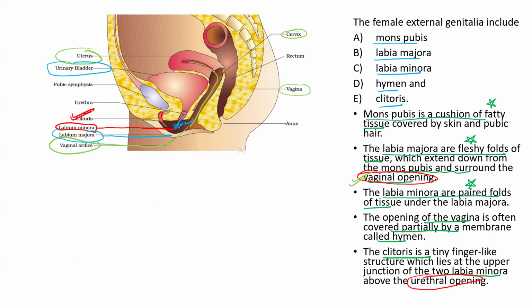I hope all this diagram labeling might be easy for you now, and preparation for questions might also be comfortable. Please understand which is the fleshy fold of tissue and which is the paired fold of tissue. They will stop here only. Labia majora are fleshy folds of tissue. Labia minora is a paired fold of tissue or fleshy fold. They will confuse you, so you should know all these things. I hope this much of the video is comfortable for you.